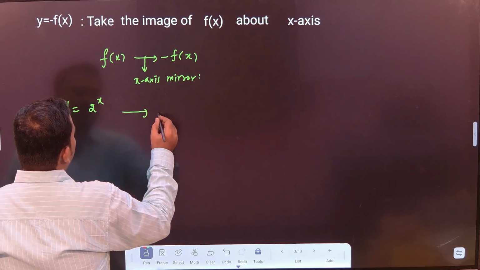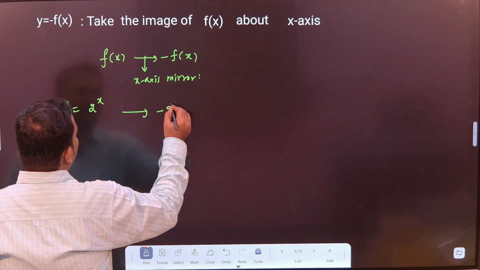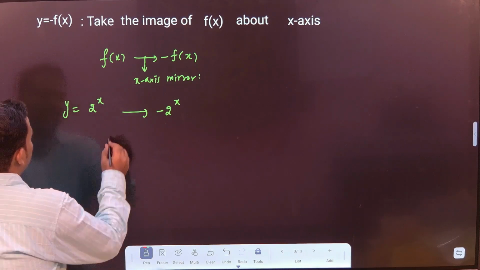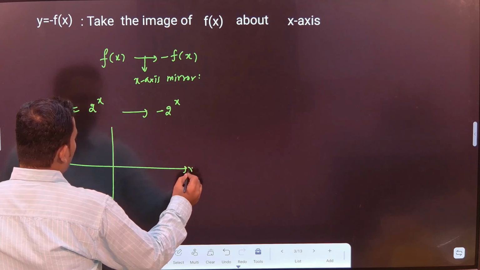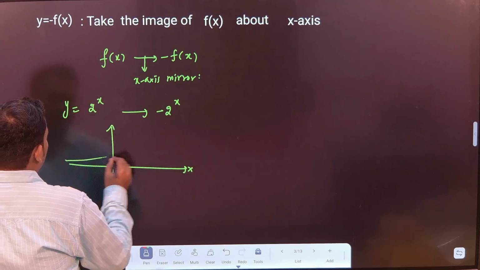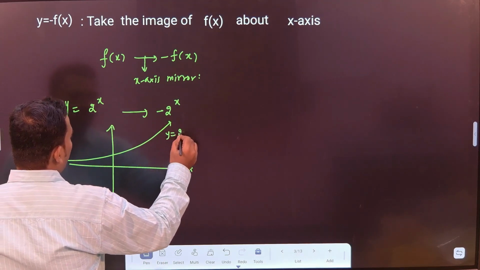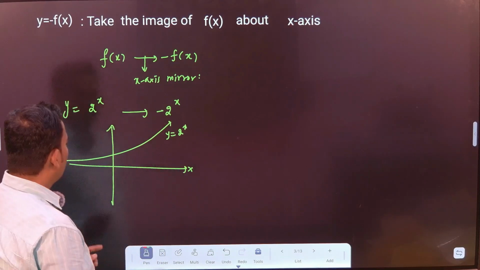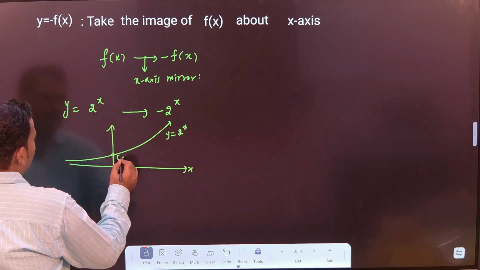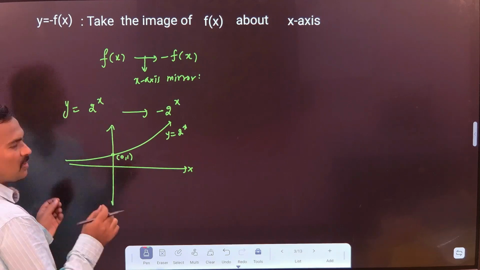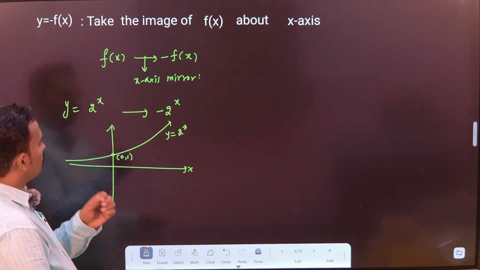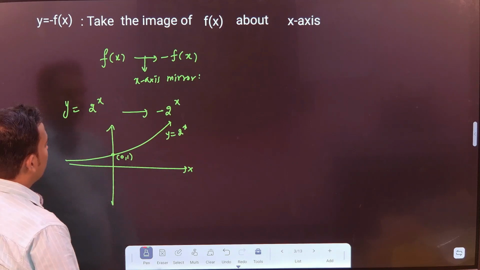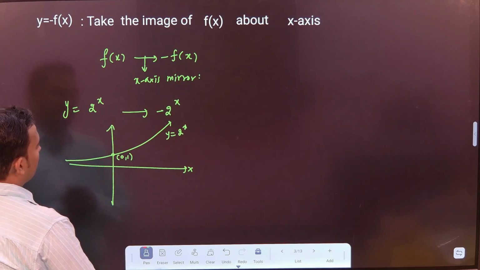Okay, how to change this to the minus 2 power x graph? You already know how to draw the graph of 2 power x, right? So y is equal to 2 power x, the same as we discussed for e power x, the same idea. It passes through 0, 1, and it will not cross the x-axis, because the x-intercept will not be defined, since y cannot be 0. Okay, 2 power x is done.